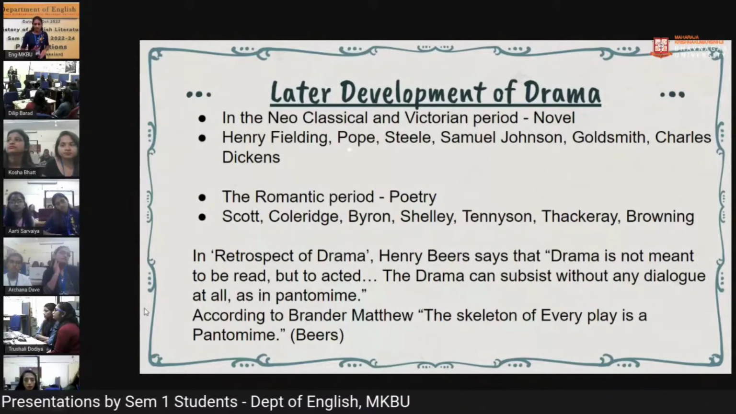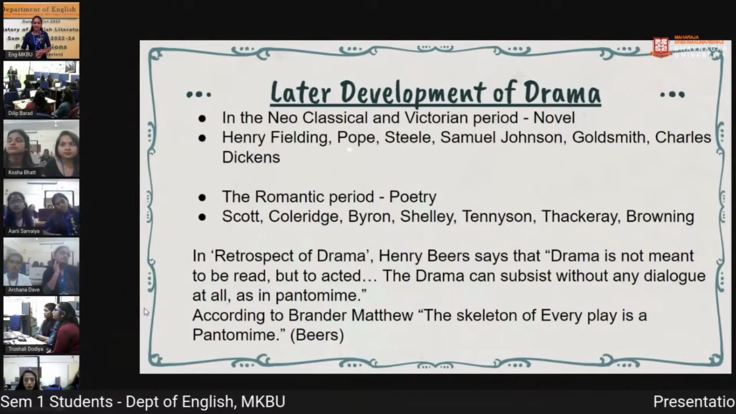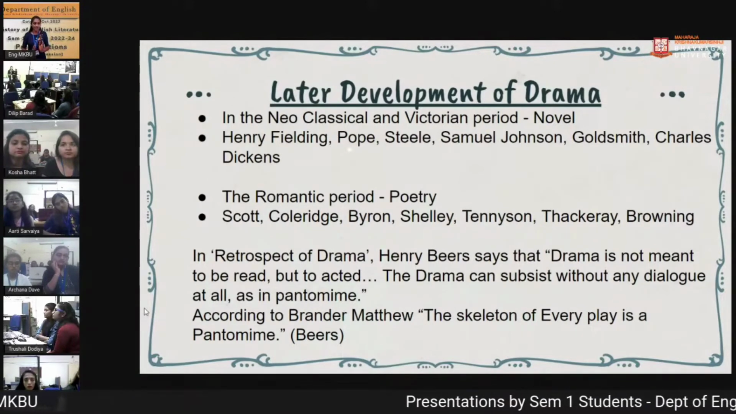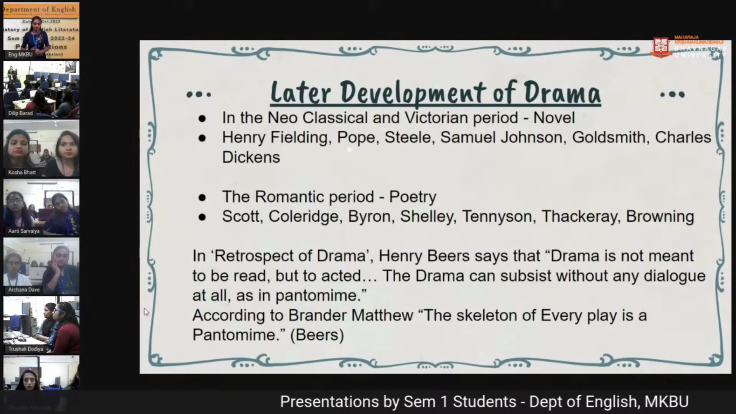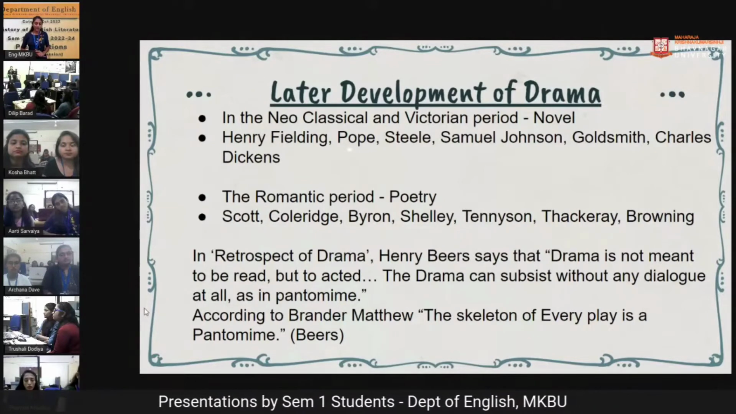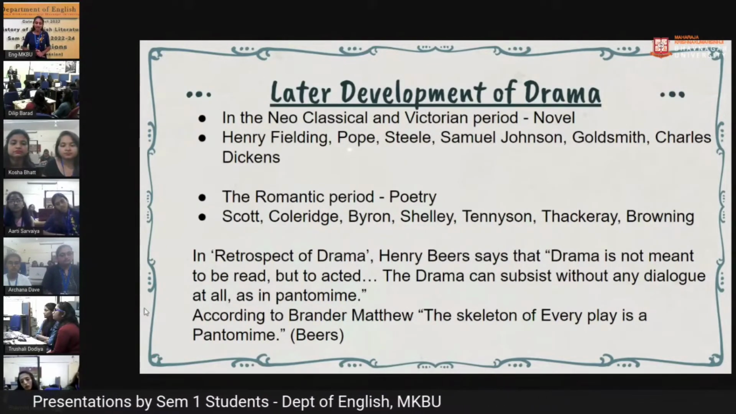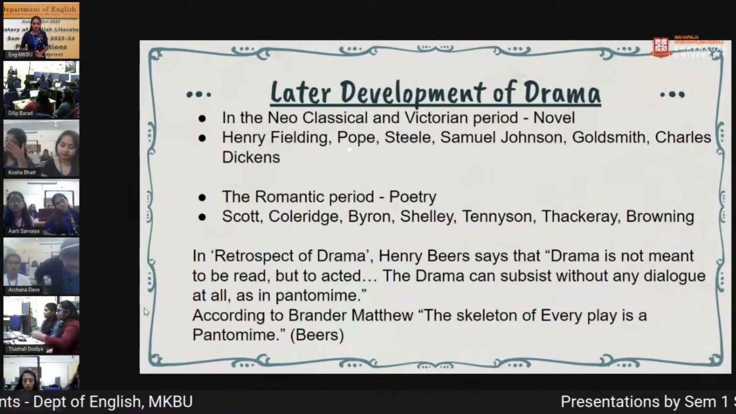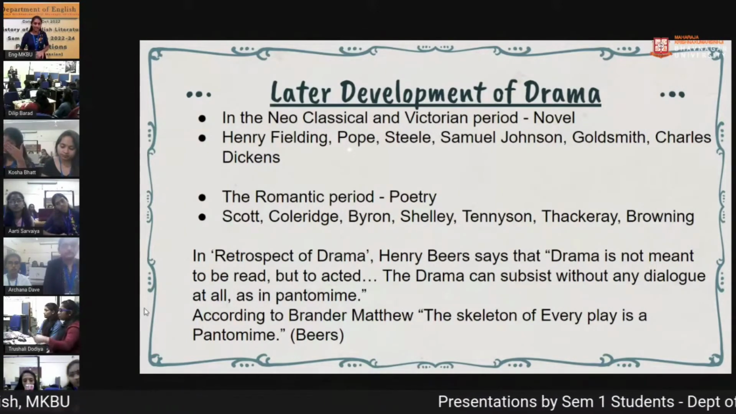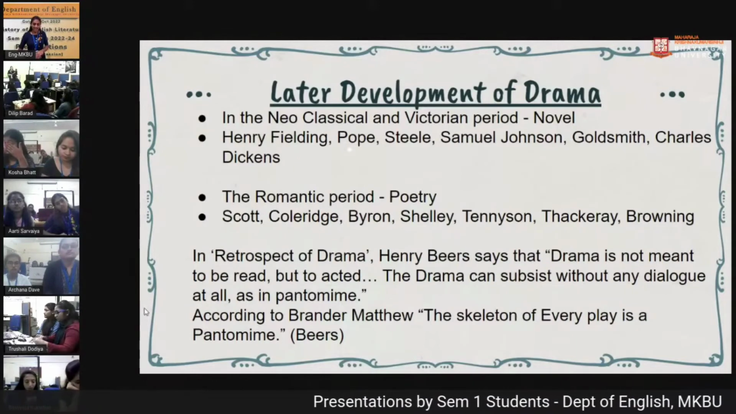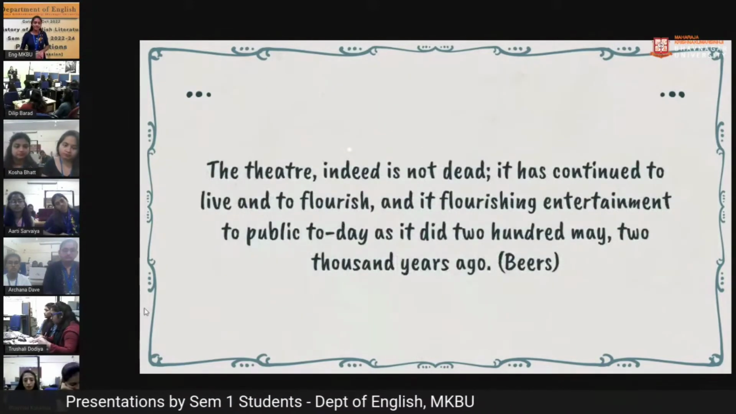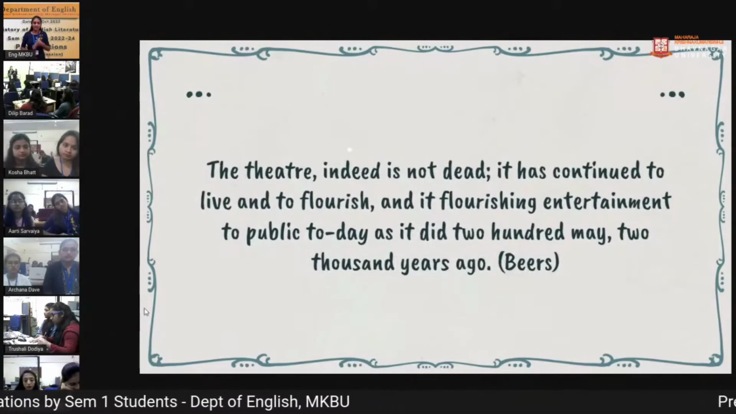So Beers says that to perform drama, there is no need of dialogue as such in this field. According to Brander Matthews, the skeleton of every play is a pantomime. That's what Beers quotes. So pantomime is the basic fundamental idea of play. So this is the insight of the early period of the drama.